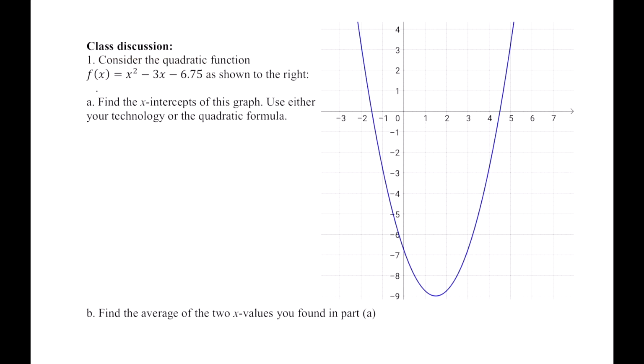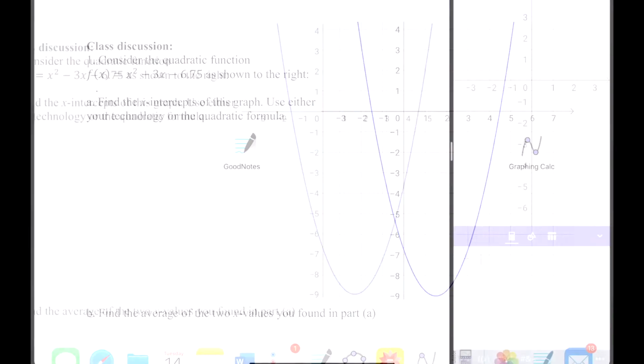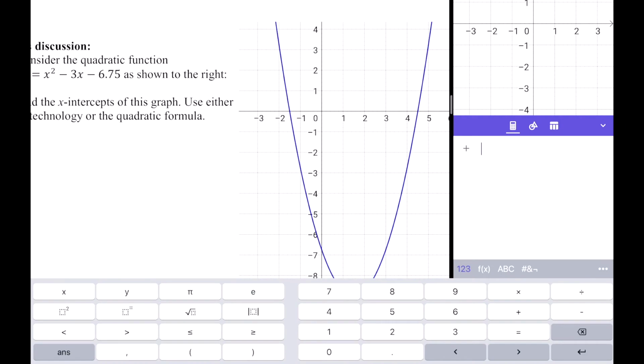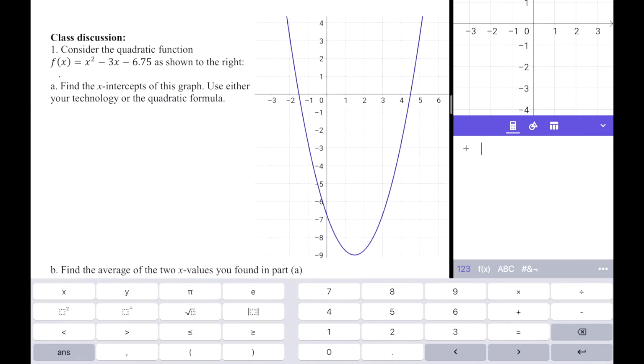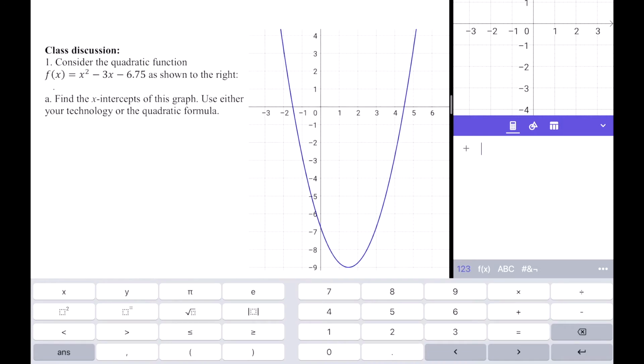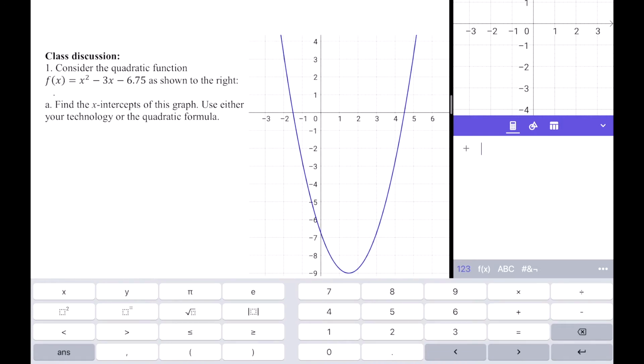Let's find the x-intercepts of this graph, and in order to save time, we're going to use technology. Since I've already done a couple videos showing you how to use the quadratic formula, let's use technology. So here you can see I opened up GeoGebra's Graphing Calculator app, and let me resize the screen. There we go, so we can still see part A and our graph.